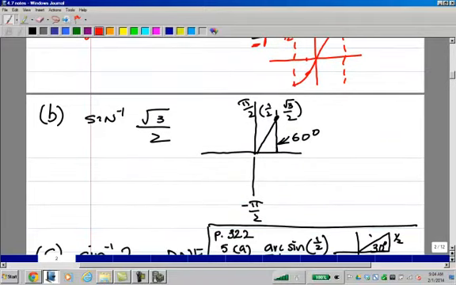Inverse sine of root 3 over 2. Okay. So, again, let's use a different color, let's use orange.